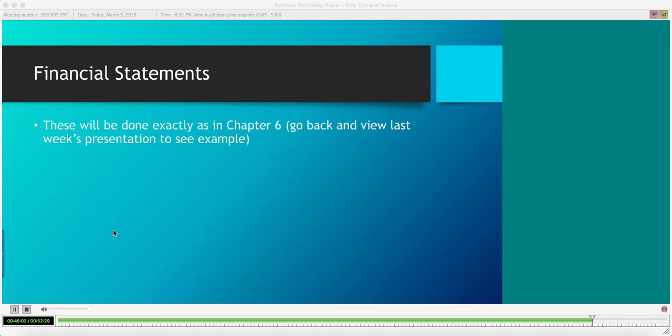So make sure you follow that format instead of listing all of your accumulated depreciation in one lump sum, because that will lose you points. I've had students do it that way in the past. It doesn't lose you a lot of points, but at this point in the course, some students need all the points they can get. So just a reminder to make sure you format your financial statements correctly.